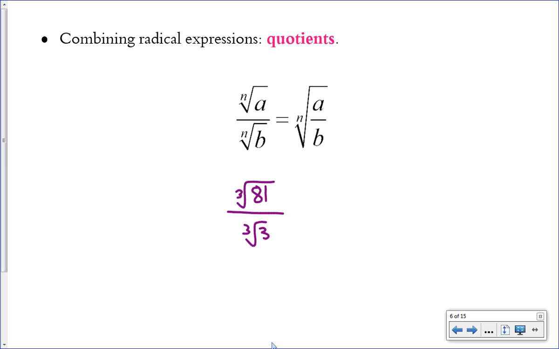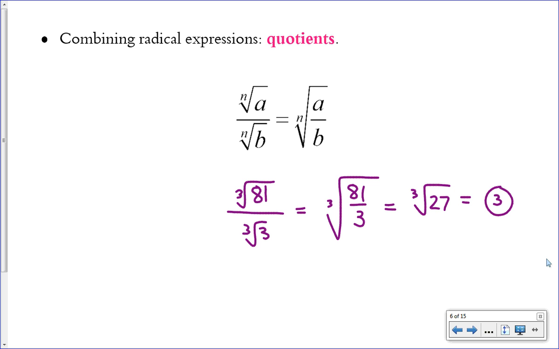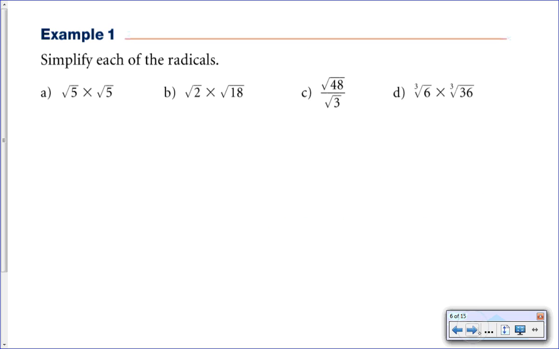Neither one of these has a cube root that's a perfect whole number, but when I consolidate this to one radical, I have 81 thirds as the fraction. I simplify that to 27, and now I do know the cube root of 27 is 3, so that can be a useful property as well.